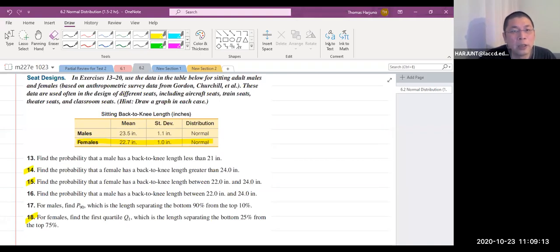Now, let's see. Use the data in the table below for sitting adult males and females. In this case, we'll deal with females only. These data are used often in design of different seats, for example, aircraft seats, train seats, theater seats, and classroom seats. Now, let X be the seating length, seating back to knee.